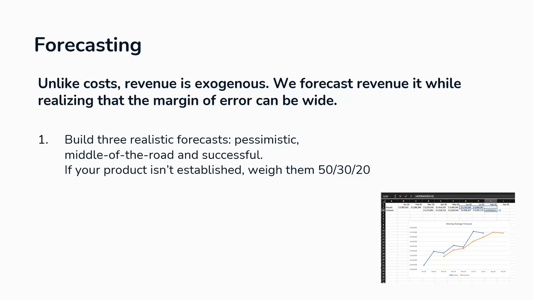And with your profit forecast, you can tell if A, you're profitable, and B, how profitable you are relative to your revenue. So you take your profit, you divide it by revenue, and this is what we call the profit margin. And you can check with your financial analyst what sort of margin is good or expected for your business.